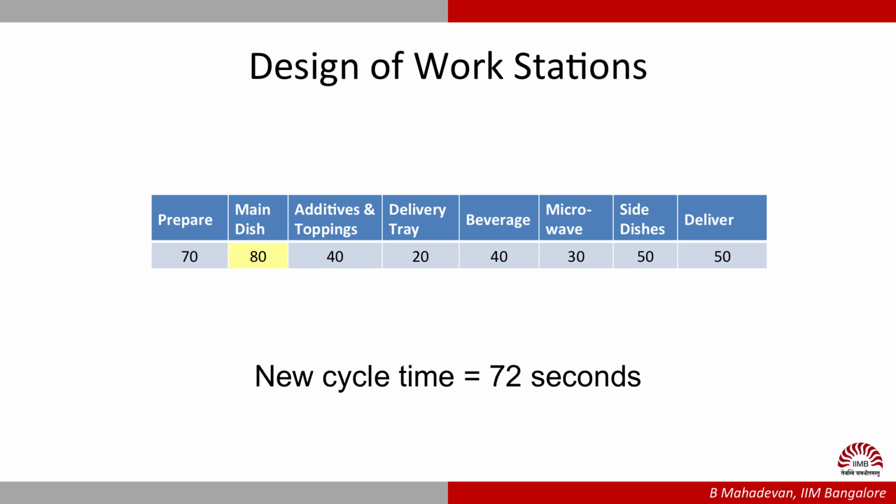We also notice that the main dish as an activity has a process time of 80 seconds, whereas at the moment we are talking about a cycle time of 72 seconds. So, it is just not going to work. Therefore, another implication is we may have to duplicate the resource in that workstation to bring down the effective process time from 80 to a number less than 72.